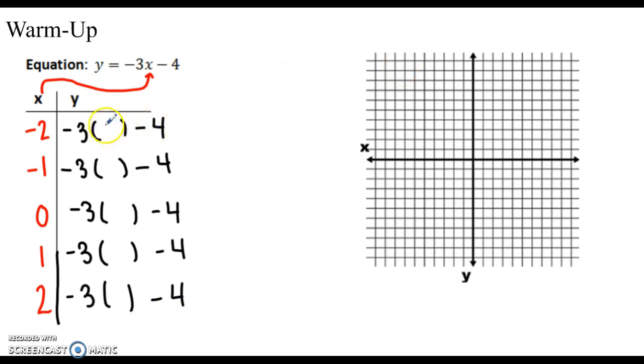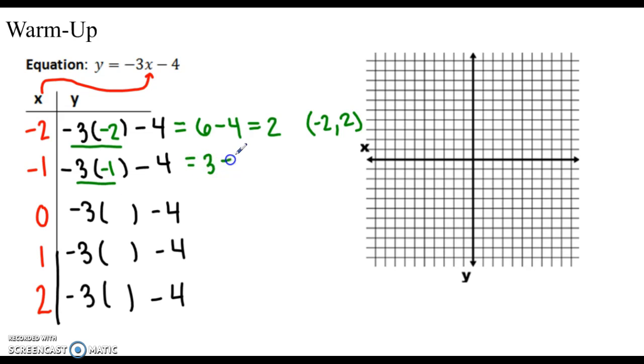So the first one we're plugging in is x is -2. Negative multiplication goes first. Negative times a negative is a positive. So we've got 6 minus 4, which is 2. That's our ordered pair, -2, 2. Next we're plugging in -1. Negative times a negative is a positive 3. Minus 4 is -1. -1, -1.